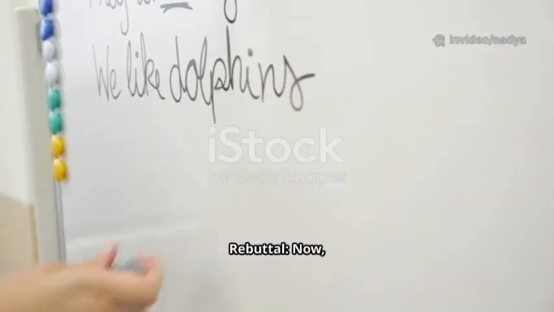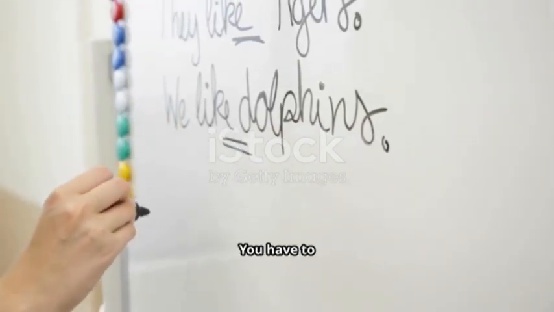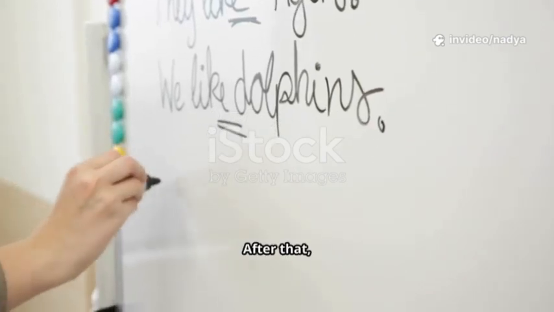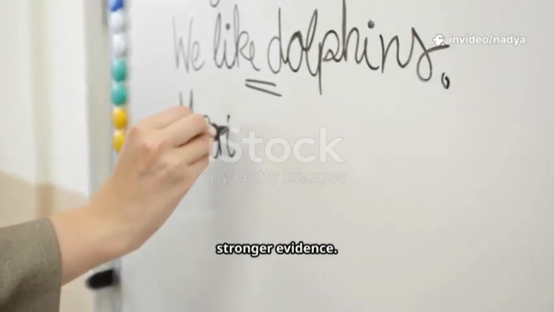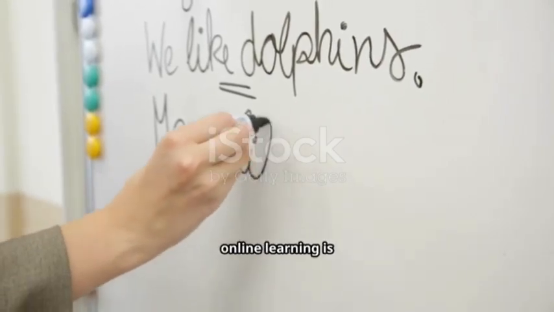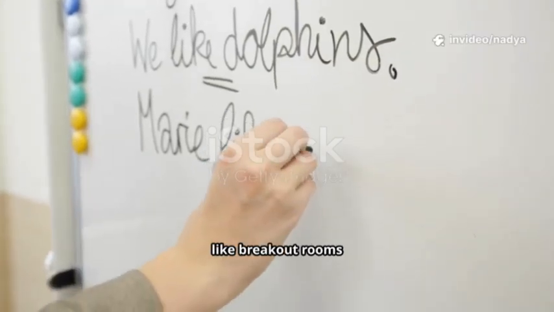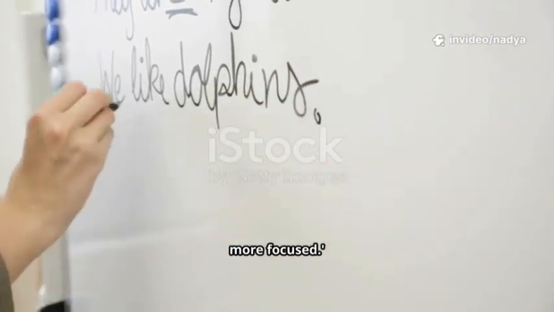Counter-argument and rebuttal. Now this is what makes an argumentative text different from others. You have to anticipate an argument that might go against your opinion. After that, you refute or counter the opposing argument with even stronger evidence. For example, although some people say that online learning is less interactive, with modern technology we can use features like breakout rooms or discussion forums that are actually more focused.